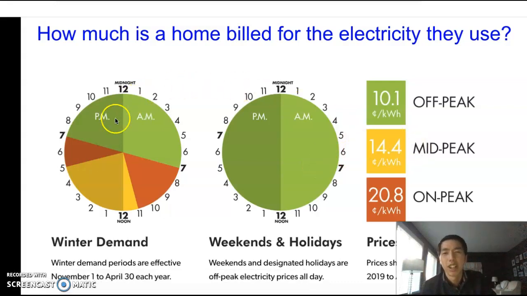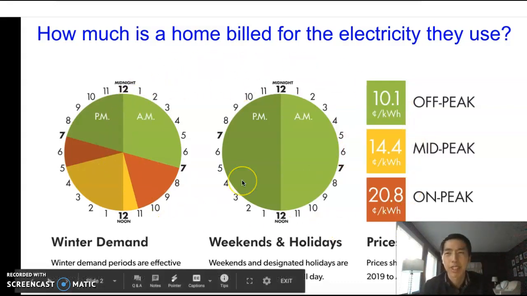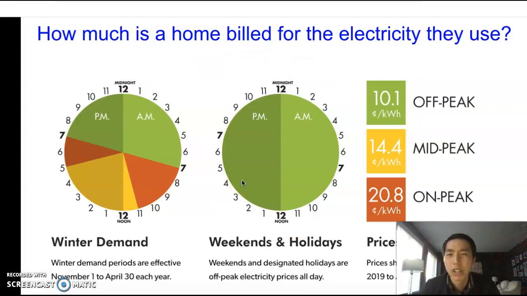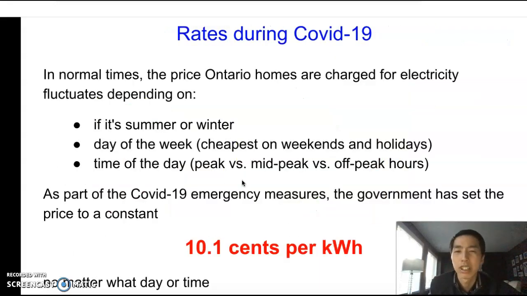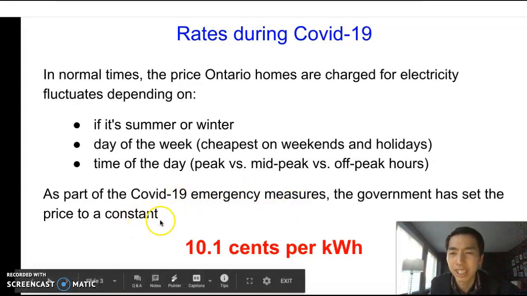However, this seems really complicated. And this is what happens during normal times. However, things are actually a lot simpler in terms of pricing electricity during this COVID-19 period. Because during COVID-19, the government has announced as part of their emergency measures, they're just going to set the price of electricity to be constant at 10.1 cents per kilowatt hour. The whole day, every day.